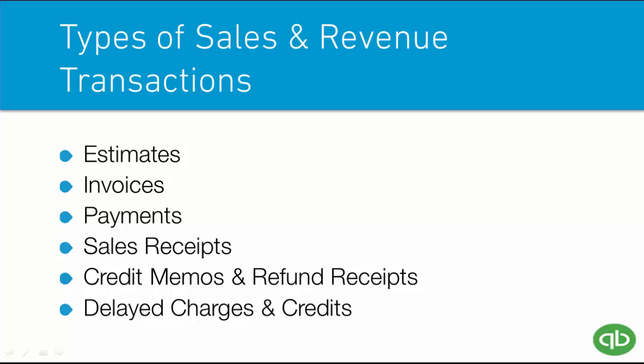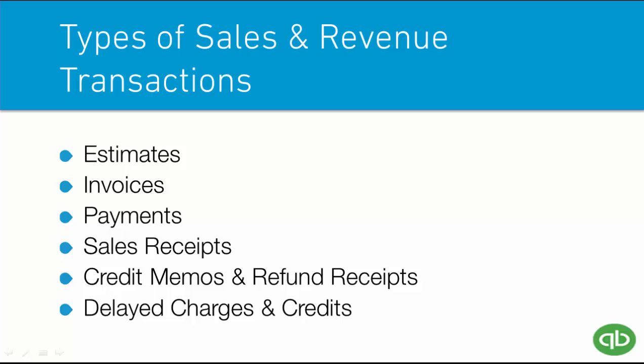You create an invoice to charge your customers that you want to allow to pay on account. An invoice will increase accounts receivable and increase income. A payment is received against an invoice and decreases accounts receivable and increases either a bank account or undeposited funds. A sales receipt is used when you receive payment at the time of sale. It increases income and increases either a bank account or undeposited funds.